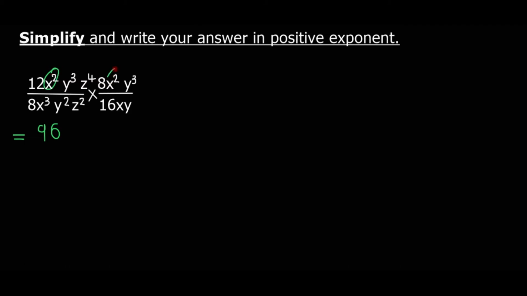x and x have the same base, and then the law we use when we multiply is that the bases are the same, we write the base once and then we add the exponents. This means we write x and then we add 2 and 2. So 2 plus 2 gives 4. And then we look at another variable, y, and then y and y. So we have y cubed and y cubed. Based on this same law, we write y and then we add the exponents, 3 and 3. This means 3 plus 3, which is 6.